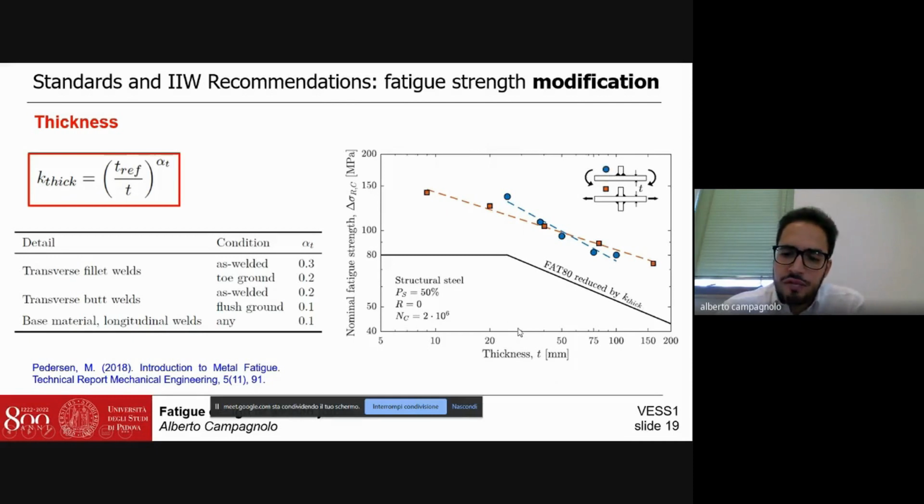So the standards and recommendations typically assume a reference thickness equal to 25 millimeters, and for thickness larger than this reference one, they suggest to reduce the fatigue class, not always linearly, but assuming a relationship as a function of the ratio between the reference thickness and the actual thickness of the analyzed joint, with an exponent which depends on the considered joints and the condition.